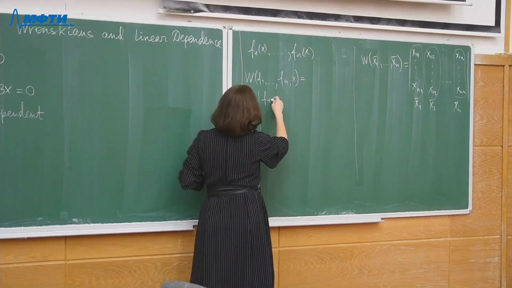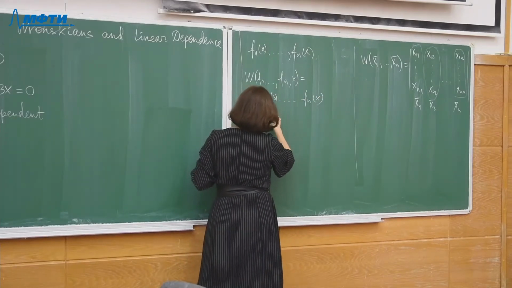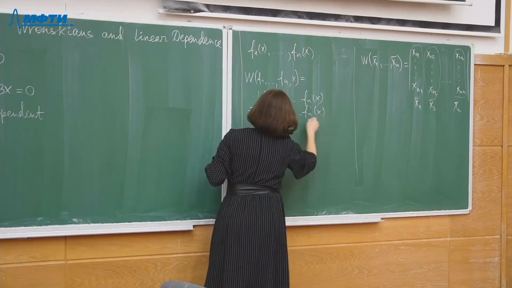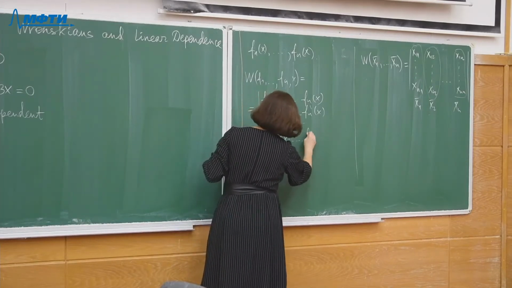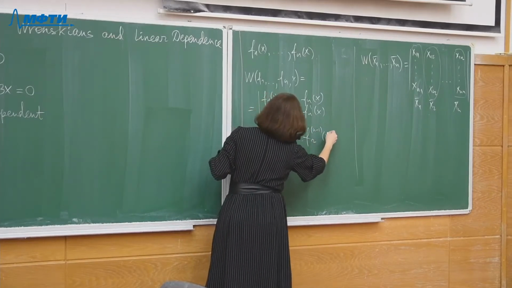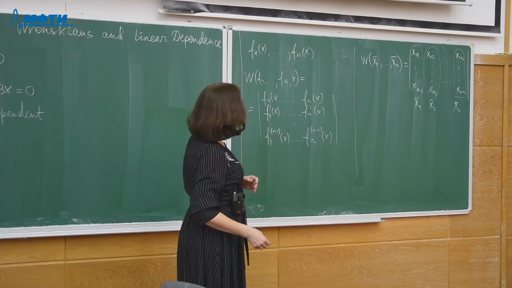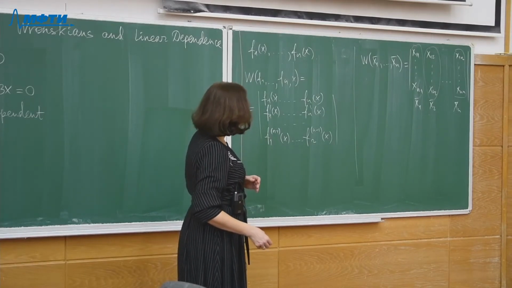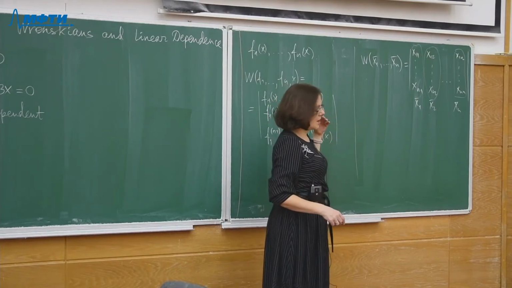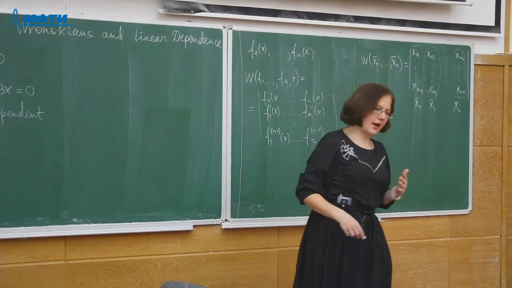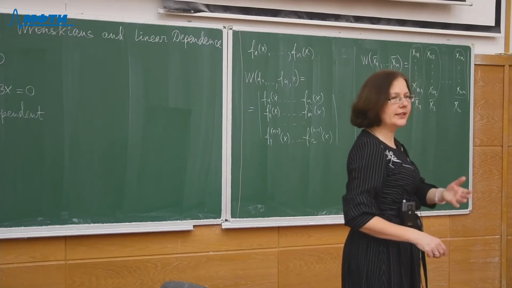So the functions f1 of x dot dot dot fn of x, then the derivatives, and f1 to the n minus 1. What is the relationship between these two notions? You know that we can go from nth order scalar differential equations to a system of linear differential equations, right?